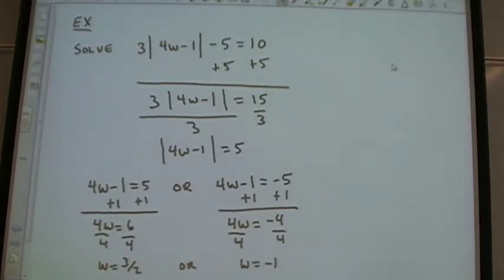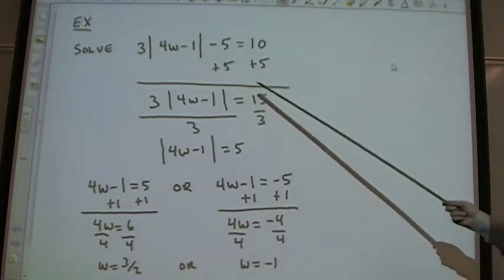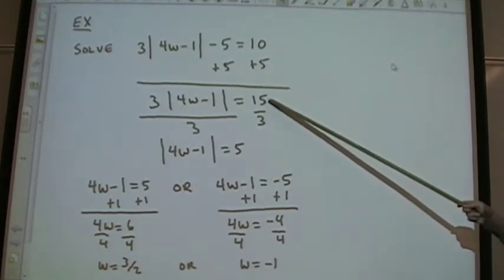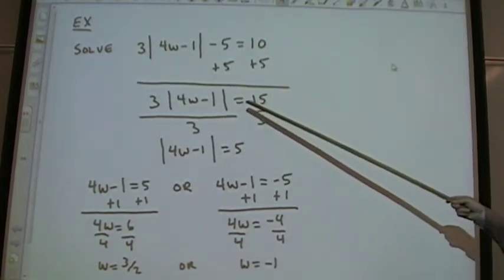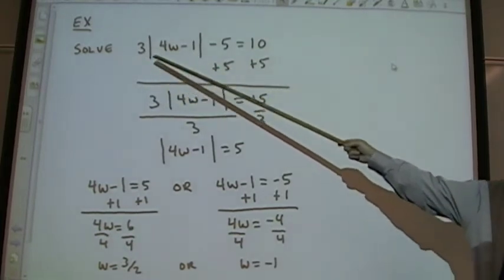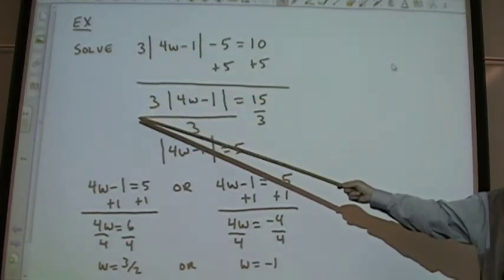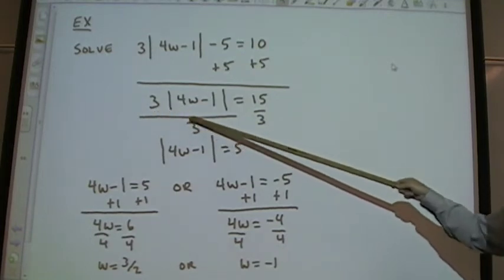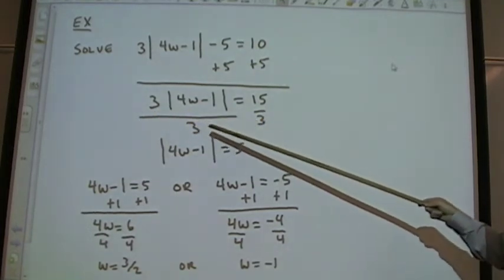All right, first step here, like I said, is to isolate the absolute value. The first problem, it was already by itself. Here it's not, so you gotta do a little bit of work. First step, add 5 to both sides to get 15. You cannot distribute a number into absolute value, so don't do that. Here, to get rid of this 3, we divide both sides by 3.